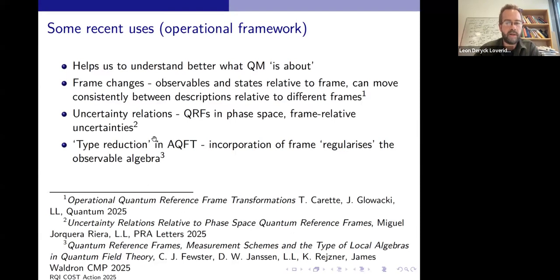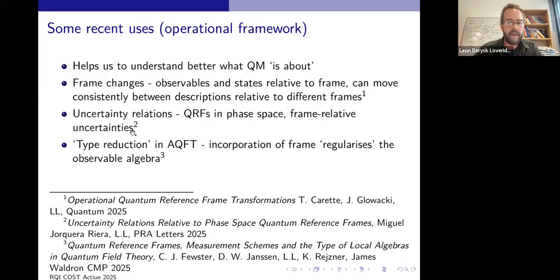Again, some more recent work is on uncertainty relations. So if we believe that quantum reference frames should be everywhere in quantum mechanics, in some sense, one has to go back to all of the main results and ask what we can do to reinterpret everything that we know about quantum mechanics relative to a quantum reference frame. I'll say a little bit about this one in a minute.